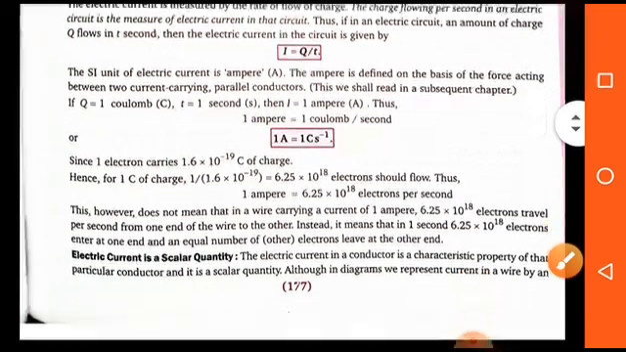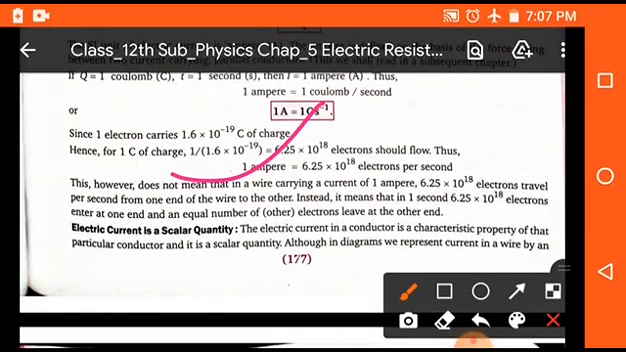Now the value of 1 ampere is 6.25 into 10 to the power 18 electrons per second. So it is the standard value of 1 ampere in terms of the number of electrons. Now, electric current is a scalar quantity. It is an important conceptual question.